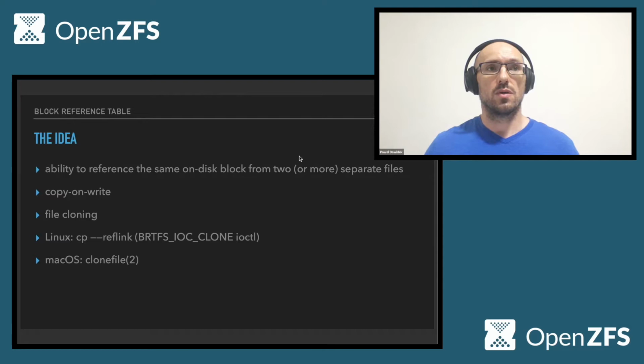A lot of people, when they hear that ZFS is copy on write, wonder why this feature is not already implemented. It must be so easy. You can think of this feature as file cloning. You have a file, you want to clone it, and both copies of the file now have this copy on write property. So if you modify one file, it doesn't modify the other file.